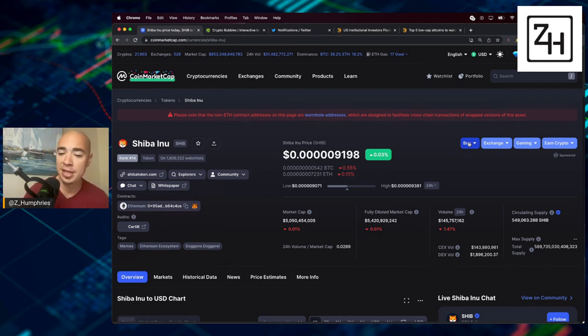So these top three cryptocurrencies in particular are ones that I'll be watching very closely here this month in December. Shiba Inu, Litecoin, and Polygon.